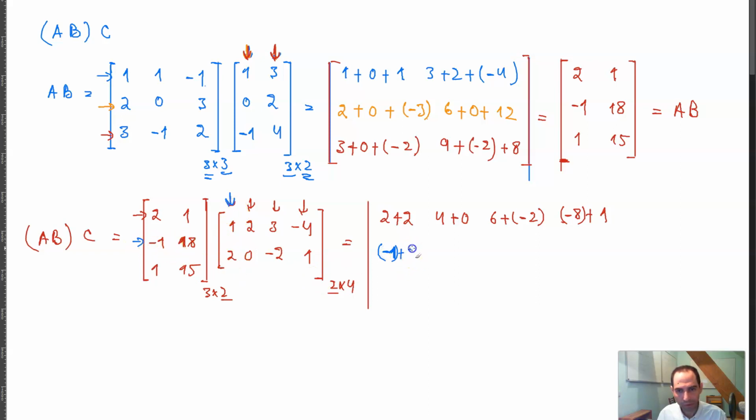18 times 2 is equal to 36. Second column, you have negative 2 plus 0. Then you have negative 3 plus 36. And then you have negative 1 times, we already did this, and then this one, 4 plus 18.